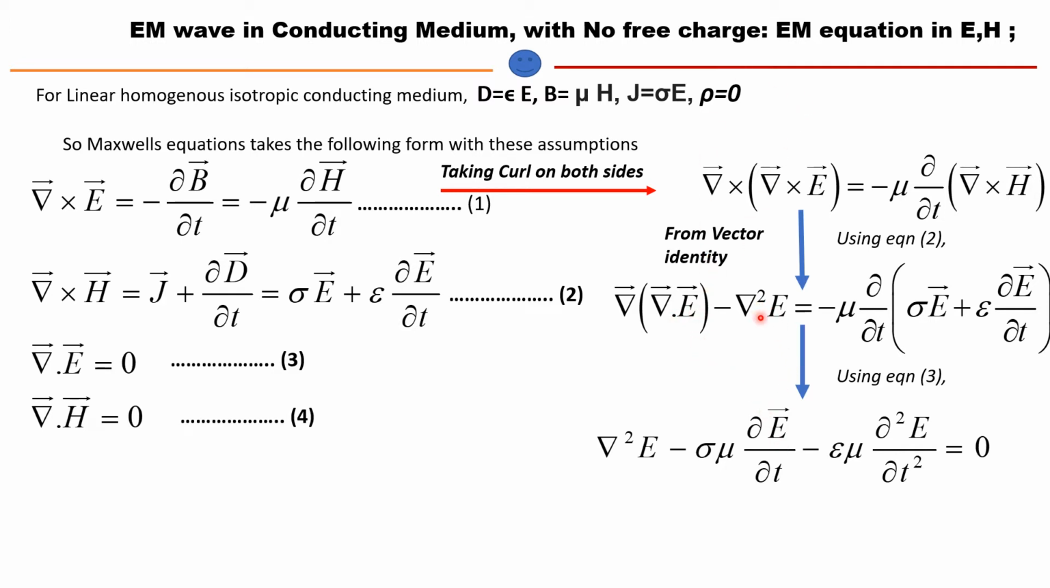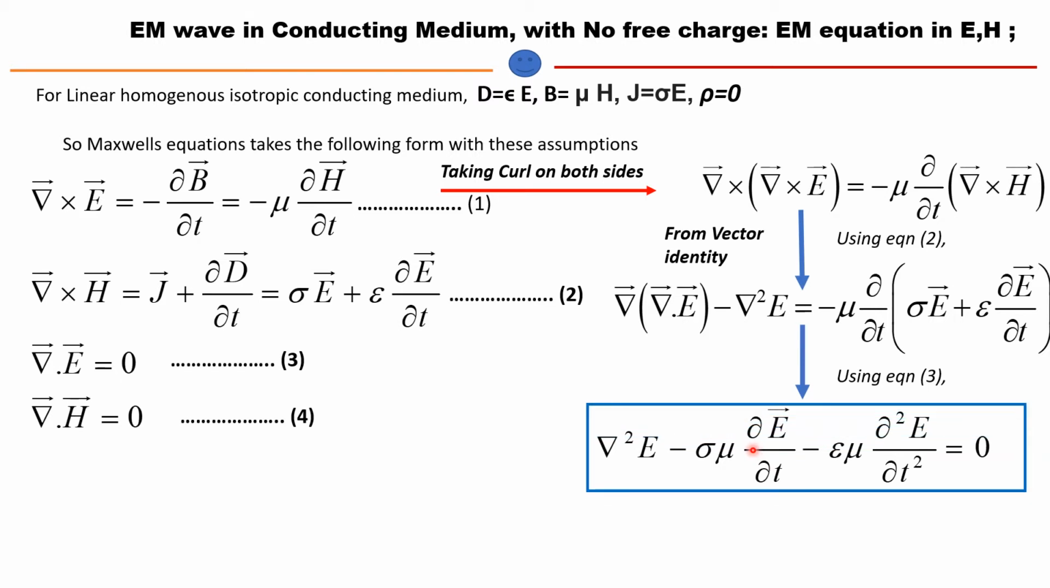So only this term is present, and with a little bit of mathematics and derivation we can reach that equation. The only difference in the equation is that here the conducting term, sigma mu times the partial derivative of E, is present apart from this and this term. If that term is not present, it reduces to the familiar wave equation in the non-conducting medium. In the presence of a conductor, this term contributes, and I will show you later that it contributes to the loss in energy, the attenuation, in the conducting medium.